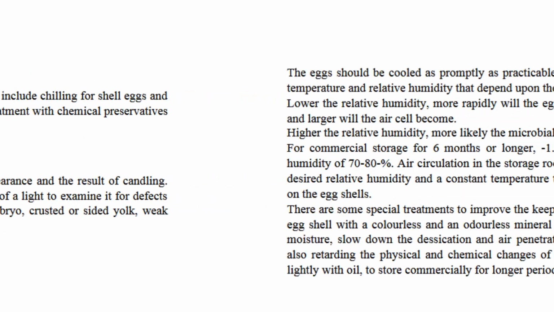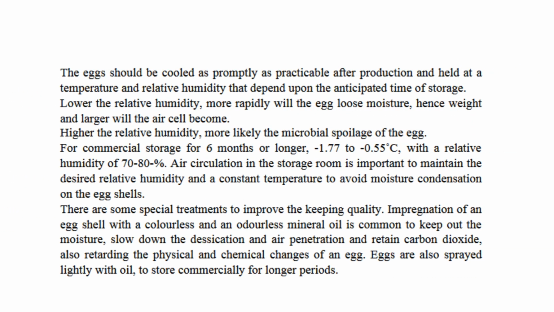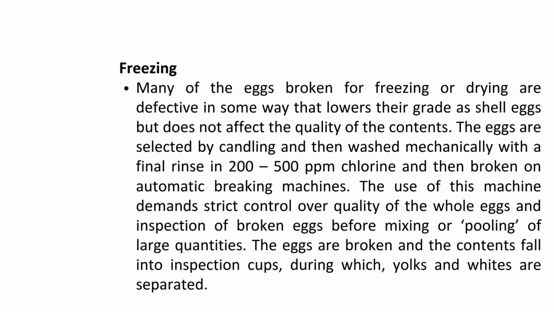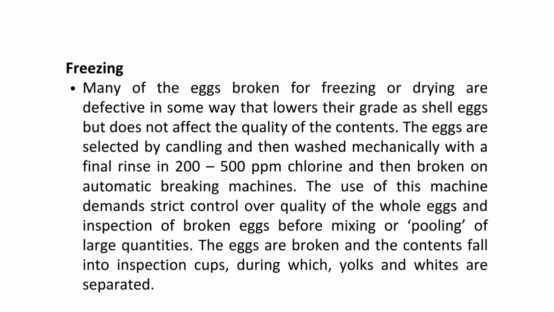Shell eggs are selected by candling and should be cooled promptly after production. For long-term storage, temperatures of -1.7 to -0.5 degrees Celsius with 70 to 80% relative humidity are used. Oiling the shells is a common practice to slow down moisture loss and air penetration. For freezing, eggs are candled, washed, and broken on automated machines under strict sanitation. The liquid egg is filtered, standardized, and frozen.